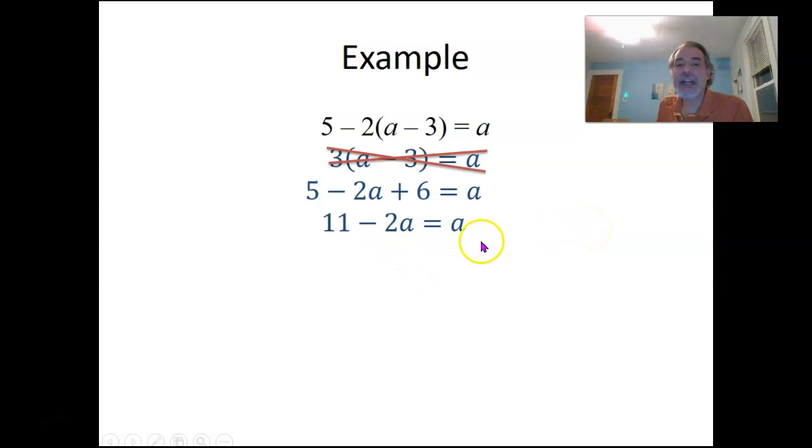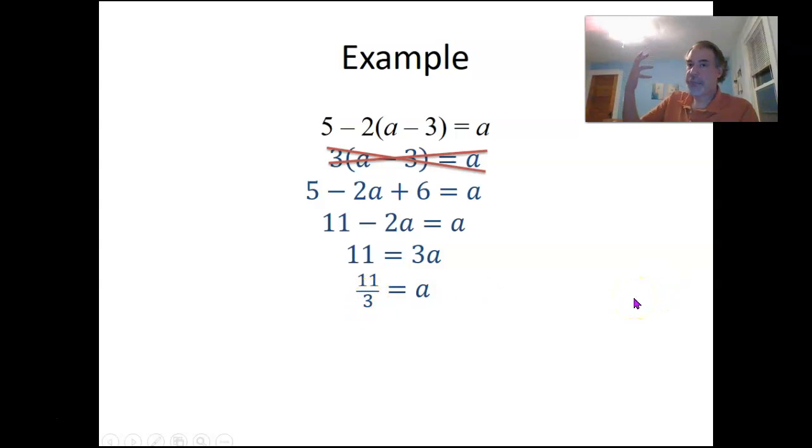And now add 2a to both sides. We get 11 equals 3a. This time the a term, the variable term, is on the right side, but that's okay, nothing wrong with that. And to go from 3a to just a, divide both sides by 3. So 3a divided by 3 is just a. And then over here, 11 divided by 3 is 11 thirds.